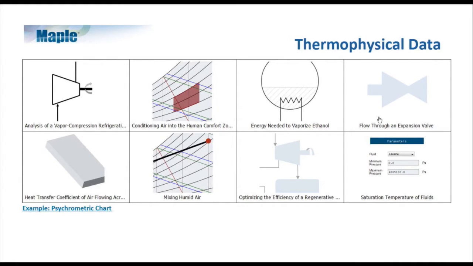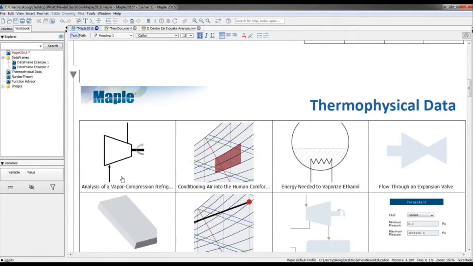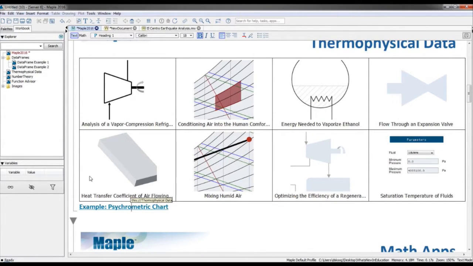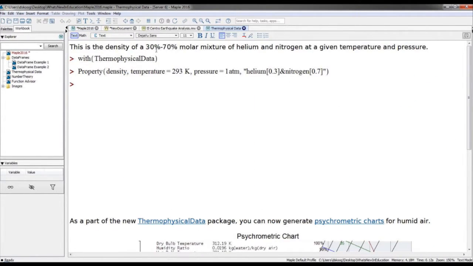So again, this is giving you some general ideas of what we can do, but let's actually have a look and see what this looks like inside of Maple. And I'm going to run this example, the psychrometric chart example, with a couple of extra examples added. So the first thing I do is I load the Thermophysical Data package. So these are the commands that are available within that package. One that you'll often use is the property command. And the property command we can use to do things like return the density of a 30/70 molar mixture of helium and nitrogen at a given temperature and pressure.